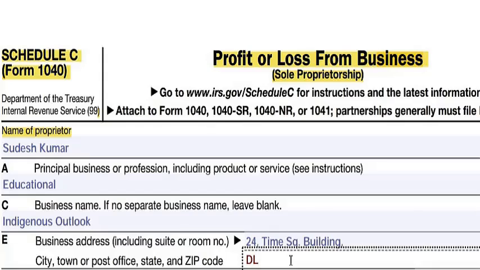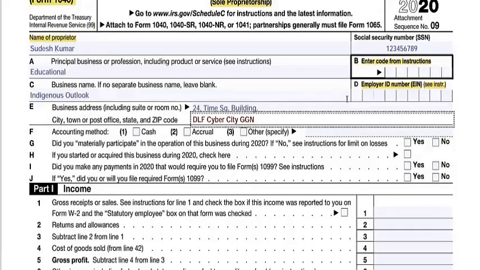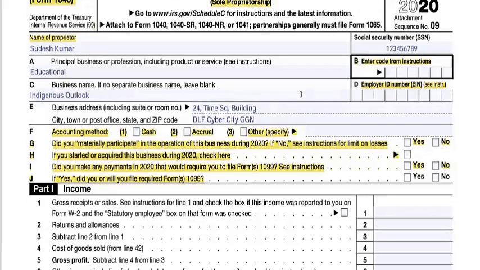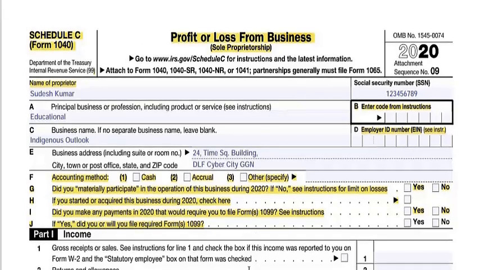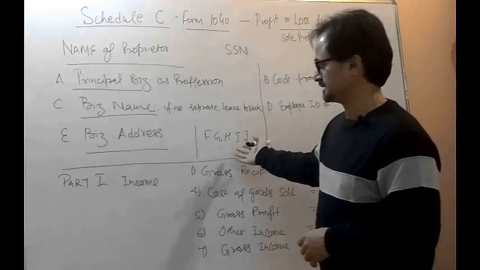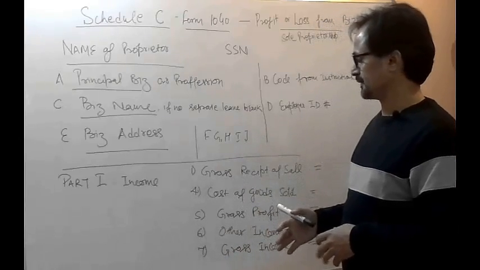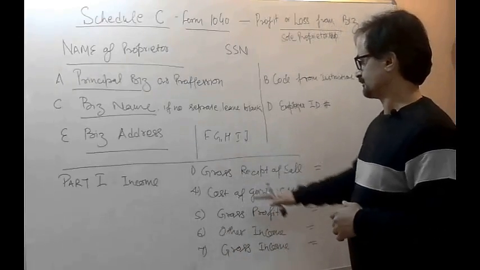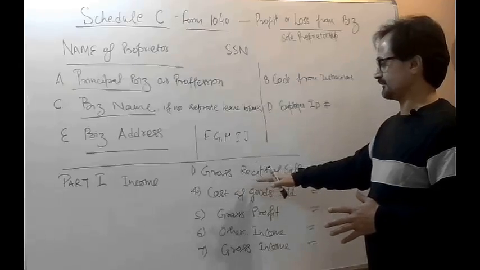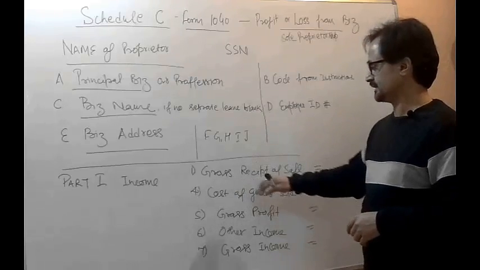Then there are a few more lines, F, G, H, I, J. These are very self-explanatory. You can just go through this form and read them out. As underwriters and analysts, we are not very much concerned about these lines, so I'm skipping them and focusing on those lines which are relevant to us. Let's go to Part 1, and that is about the income.